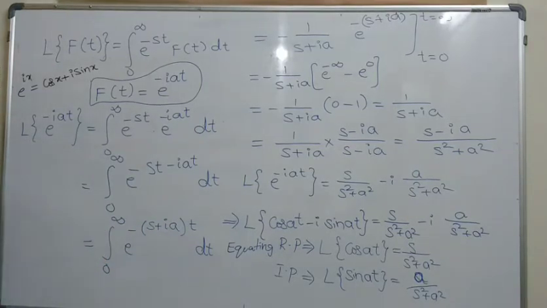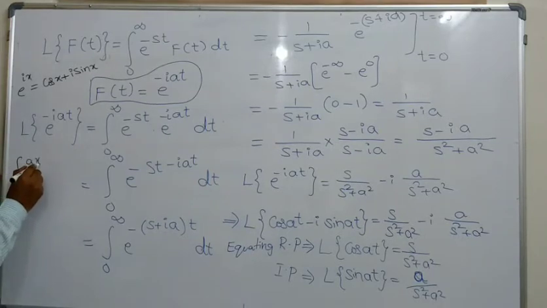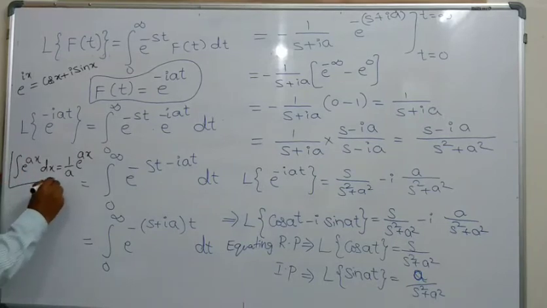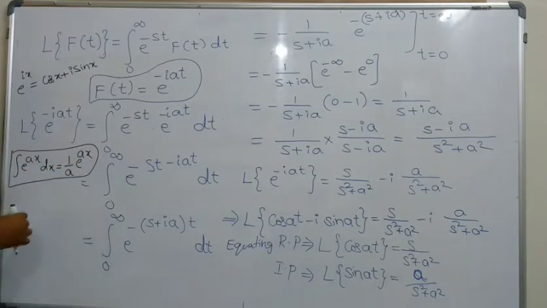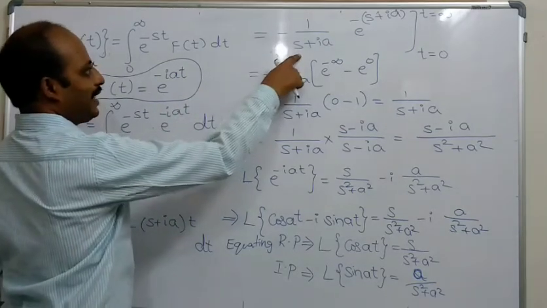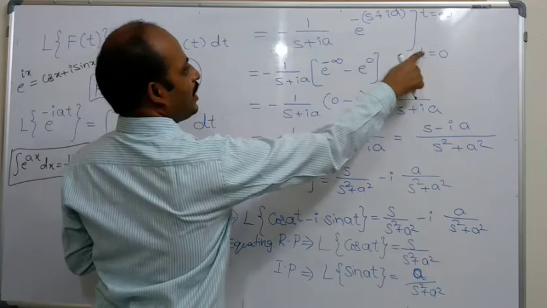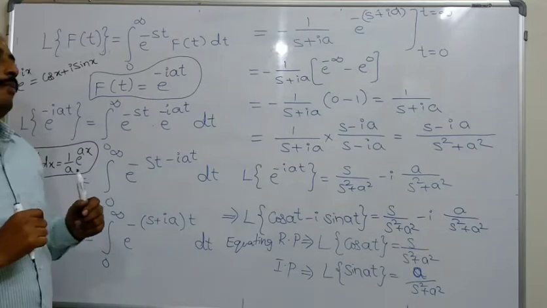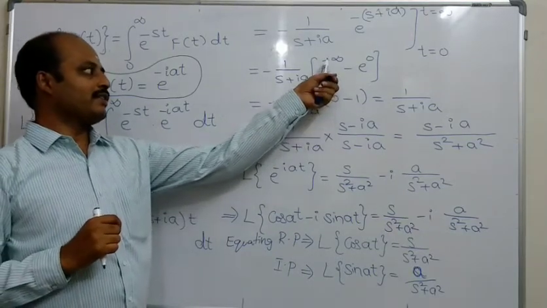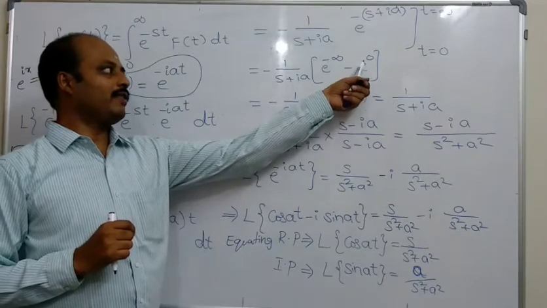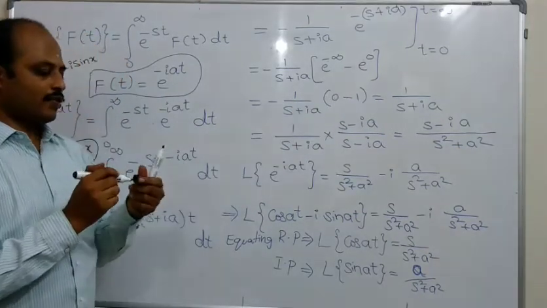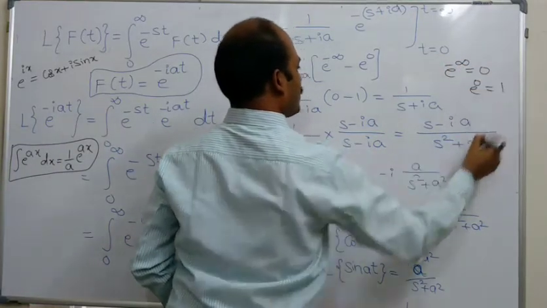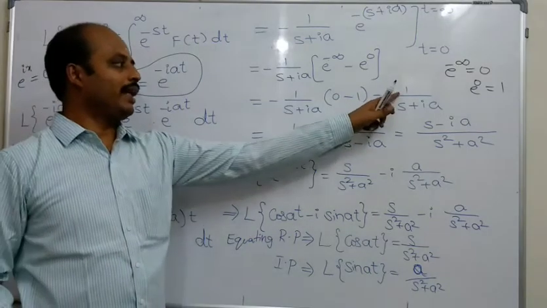We know the formula, integral of e power ax dx is equals to 1 by a into e power ax. By using this integral formula, minus 1 by s plus ia into e power minus of s plus ia t, the limits are t is equals to 0 is lower limit, t is equals to infinity is upper limit. By substituting upper limit, you get e power minus infinity. By substituting lower limit, you get e power 0. E power minus infinity is equals to 0. E power 0 is equals to 1. By using the two values, you get 1 by s plus ia.